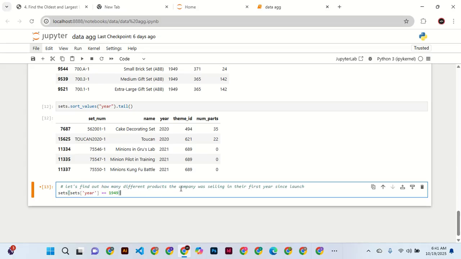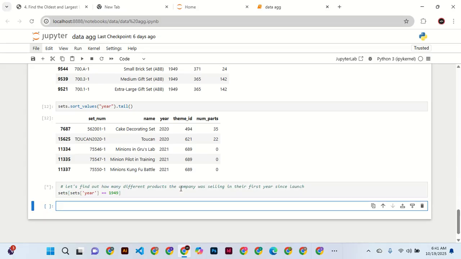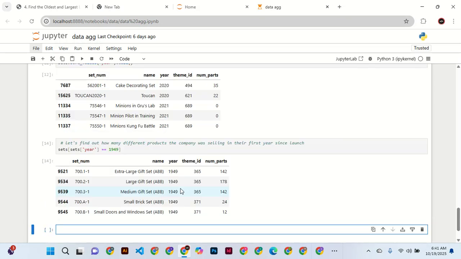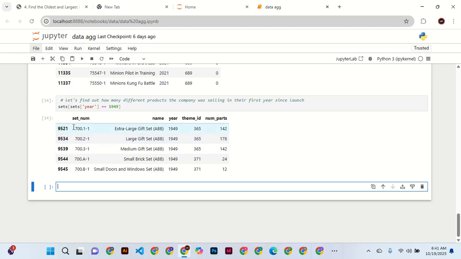Okay. So let's say shift enter. And you see, yeah, this here.